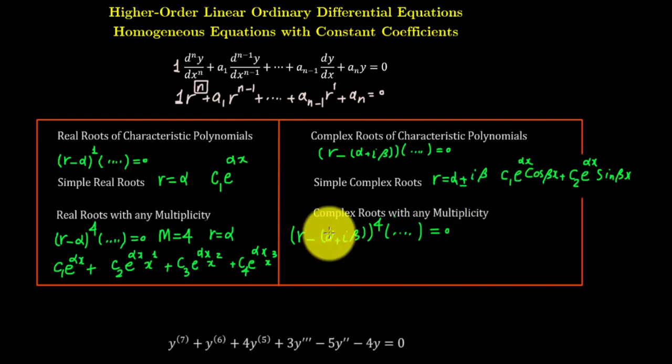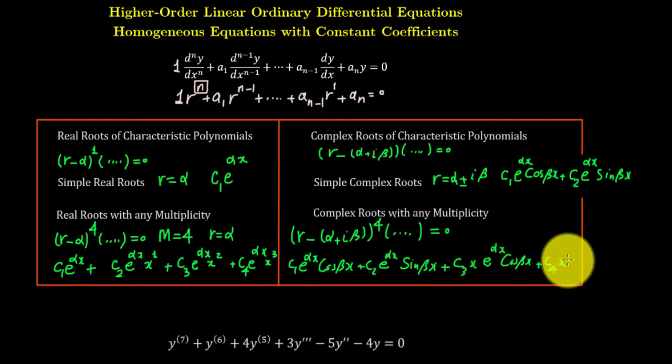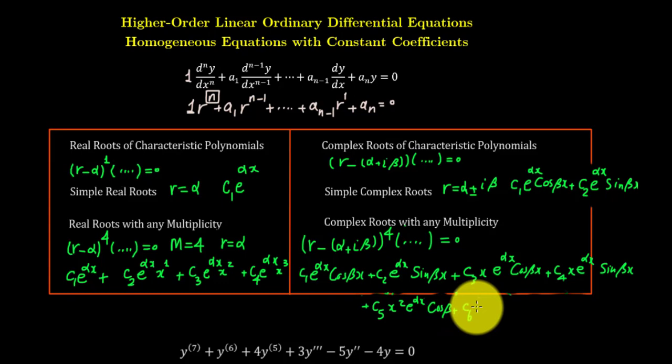Same concept here. You would still have the solutions of a simple complex root, meaning c1 e to the alpha x cosine beta x plus c2 e to the alpha x sine beta x, but then you have to include x, x squared and x cubed for each of these terms, meaning c3 x e to the alpha x cosine beta x plus c4 x e to the alpha x sine beta x, and then c5 x squared e to the alpha x cosine beta x plus c6 x squared e to the alpha x sine beta x.